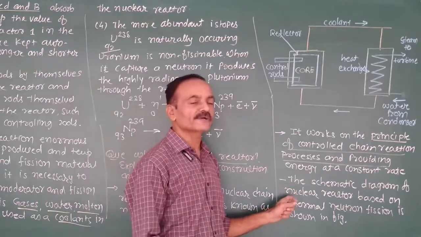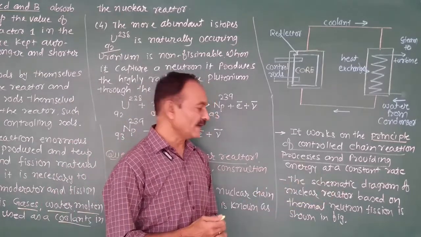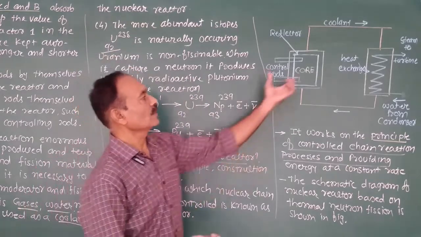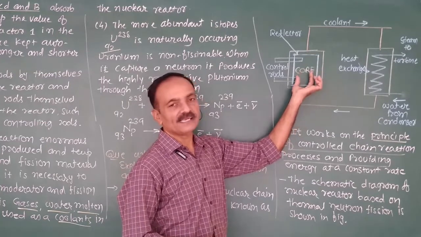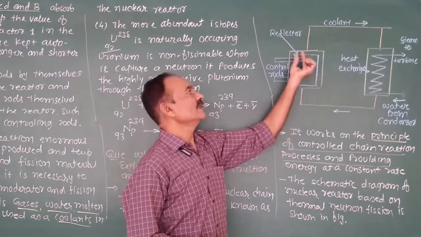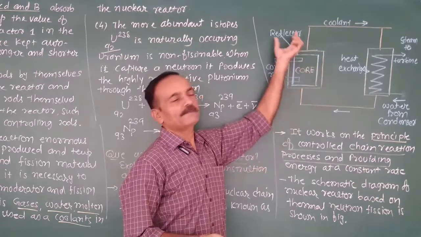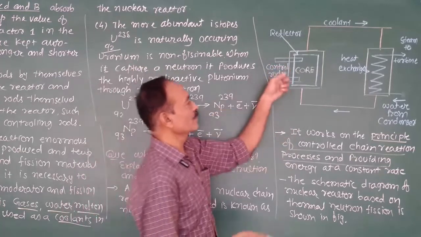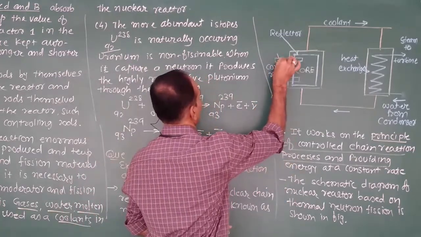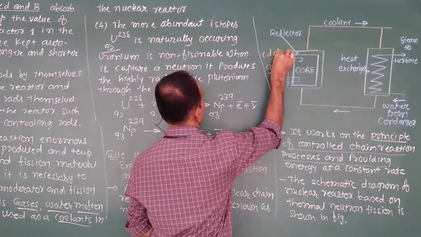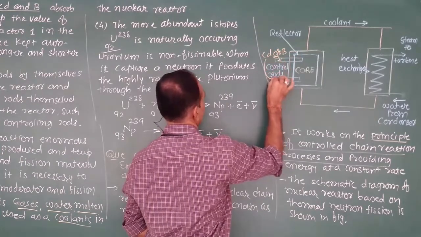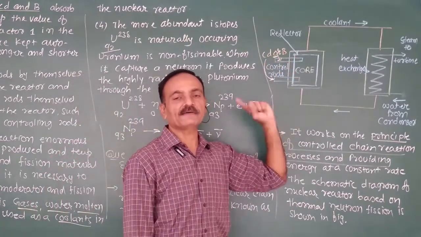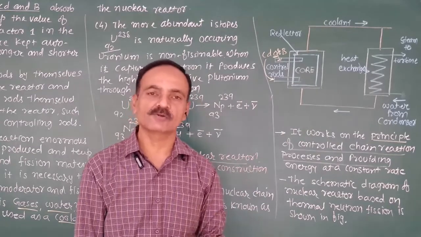Schematic diagram of nuclear reactor based on thermal neutron fission is shown in the figure. So there is the core. Here the uranium material is filled. There is the fission material. Outside of this fission material, the reflectors are used to prevent the escaping of the neutrons. And these are the control rods made up of cadmium or boron. The position of these control rods is automatic, to keep the value of multiplication factor K equal to 1.